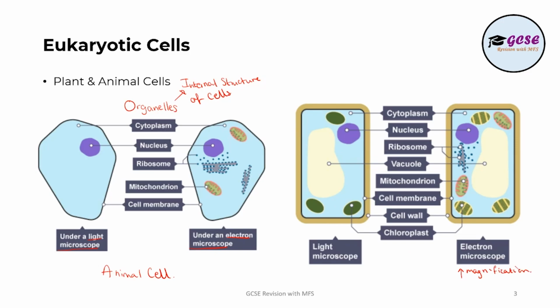Now in a plant cell, we have the cytoplasm, we have the nucleus, we have the ribosome. However, we have a vacuole, we have the mitochondria, we have the cell membrane, we have the cell wall, and we have chloroplast. So there are 3 additional structures in plant cells compared to animal cells. And that's what you need to differentiate against. So you need to know the 3 additional structures.